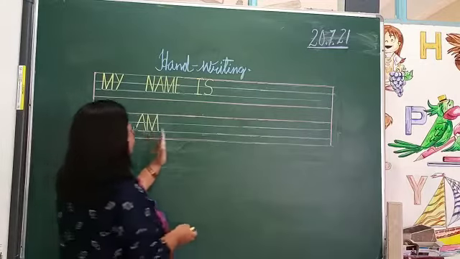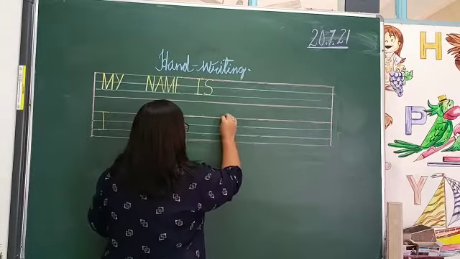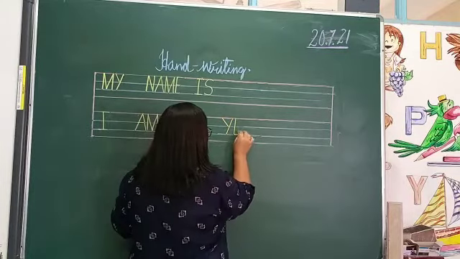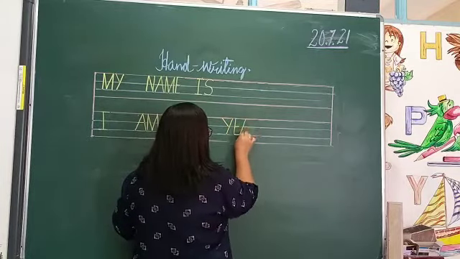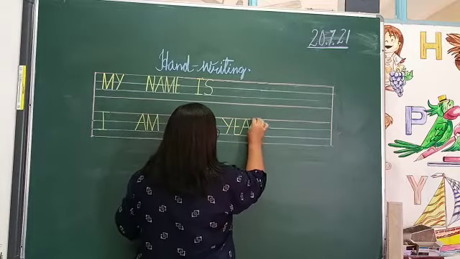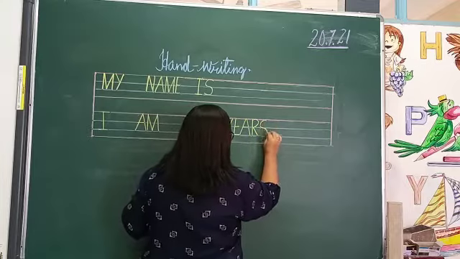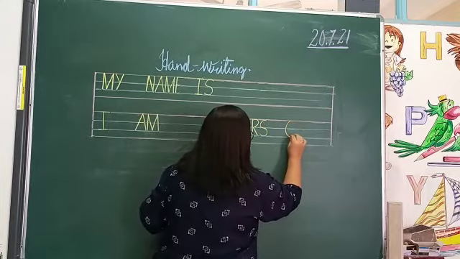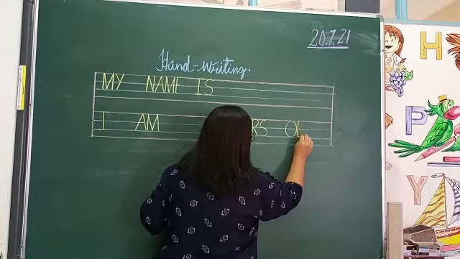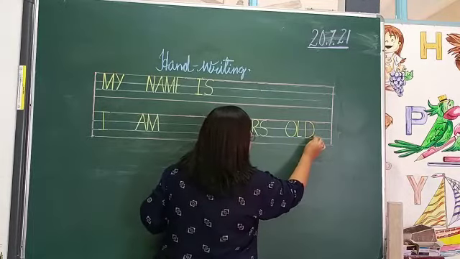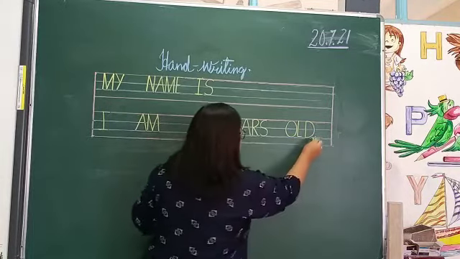I am dash years, Y, E, A, R, S, years. O, L, D, old. And full stop here. Full stop. Okay.